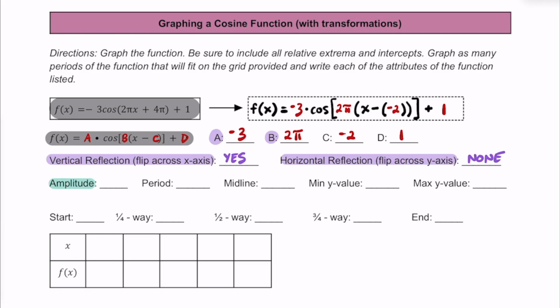All right, for the amplitude, that's just going to be the absolute value of whatever a is. So in this case, the absolute value of -3 is going to be 3, so that's the amplitude. So we have a vertical stretch.